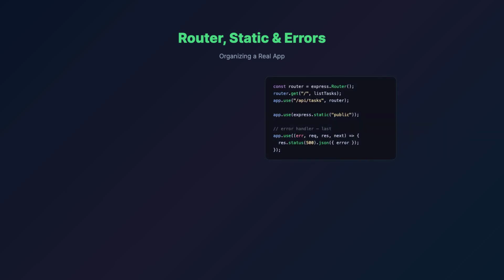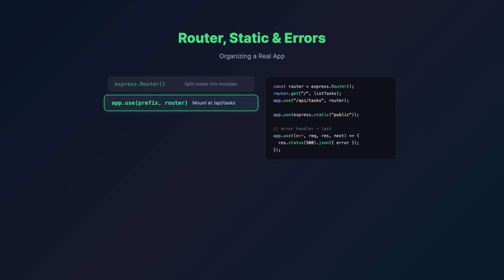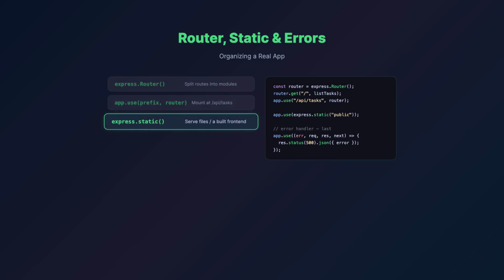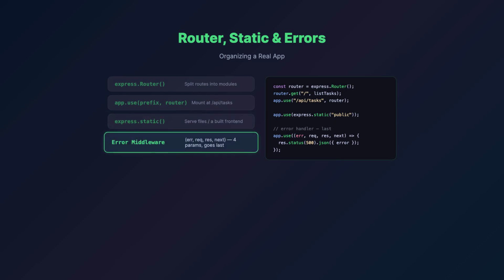As your app grows, putting every route in one file becomes a mess. The Express router lets you split routes into modules. Create a router with express.Router open paren close paren. Attach routes to it just like the app. Then mount it at a base path with app.use /api/tasks, the router. Now all your task routes live in their own file and they all share the /api/tasks prefix. Your server file stays clean. Express can also serve static files like images or a built frontend. app.use express.static public. Any file in the public folder is now served directly.